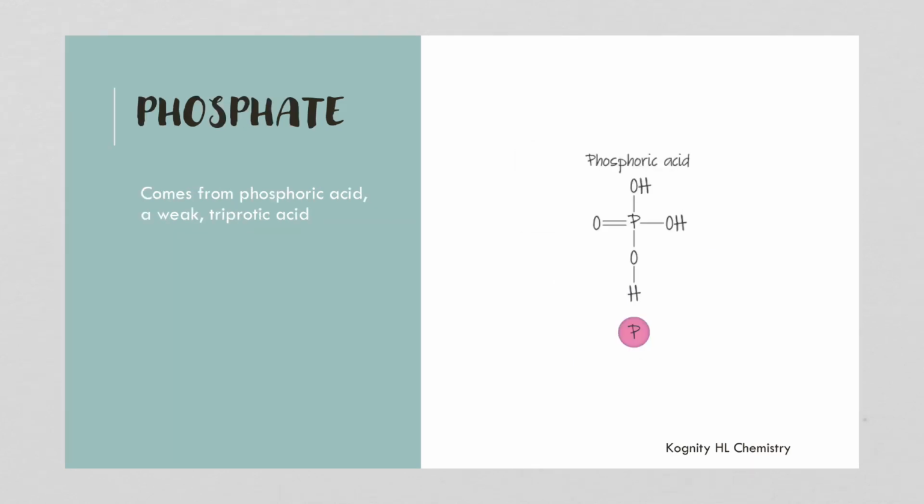So the phosphate is right here. It comes from phosphoric acid, which is a weak triprotic acid. So there are 3 protons that can be donated, and then a double bonded O here. We represent it when we're drawing simple nucleotides as a circle with a P drawn in the middle.